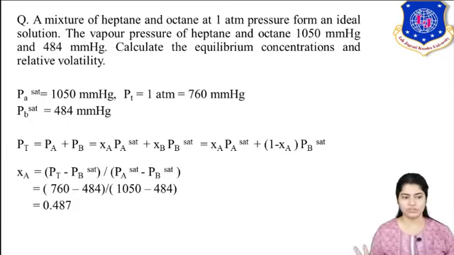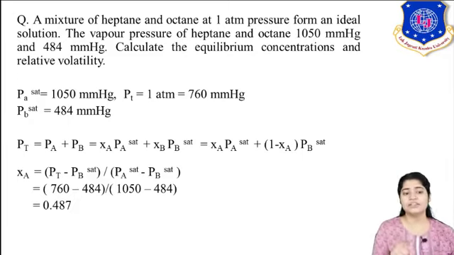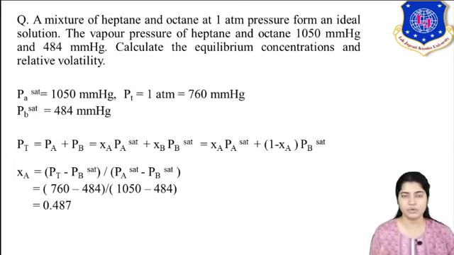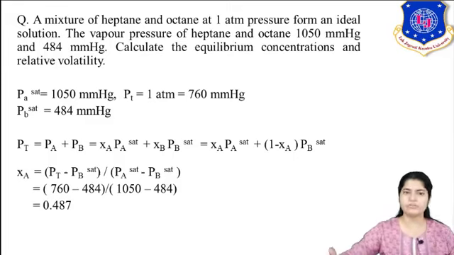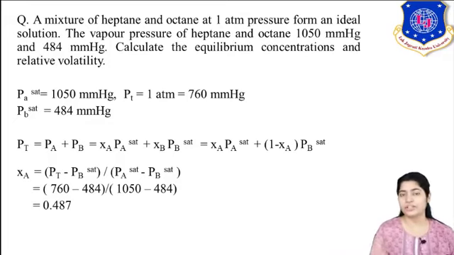So you have to find two things. Starting with it, the mixture of heptane and octane is at 1 atm pressure. So what is 1 atm here? It is your total pressure at which you are doing your experiment. So PT is 1 atm. Here the units must also be learned by heart. 1 atm is equal to 760 mmHg.